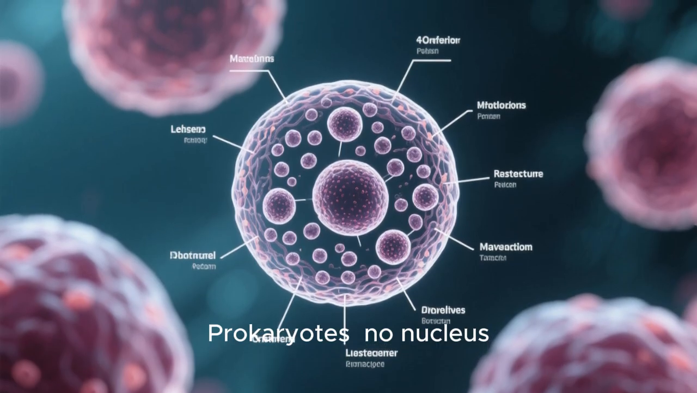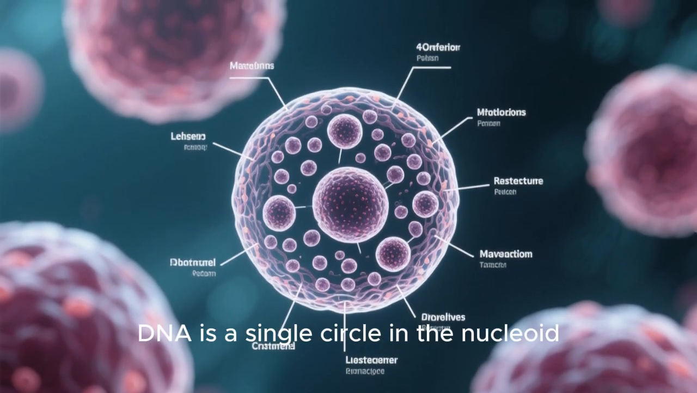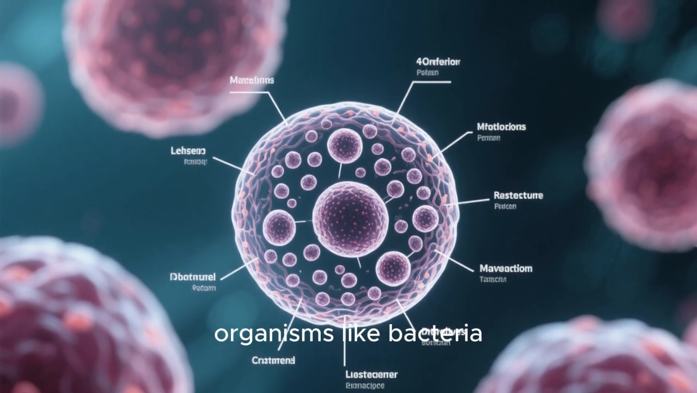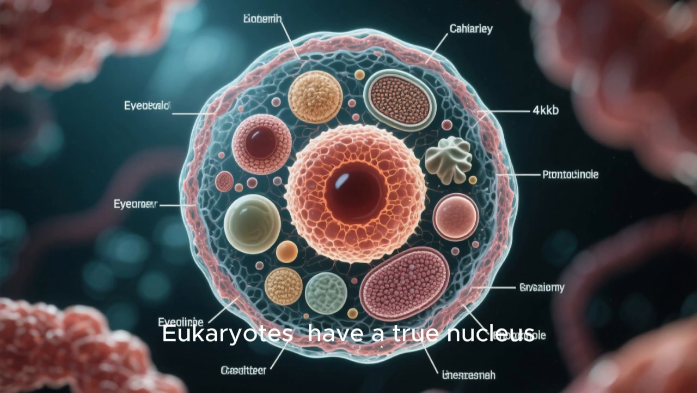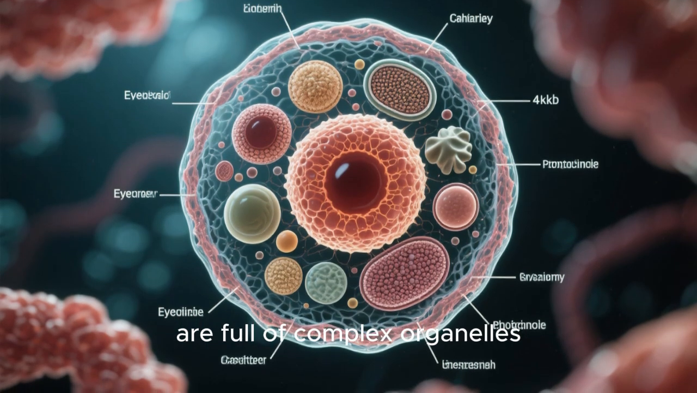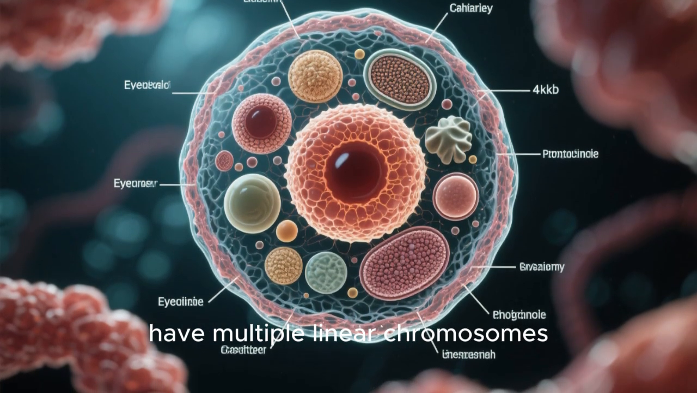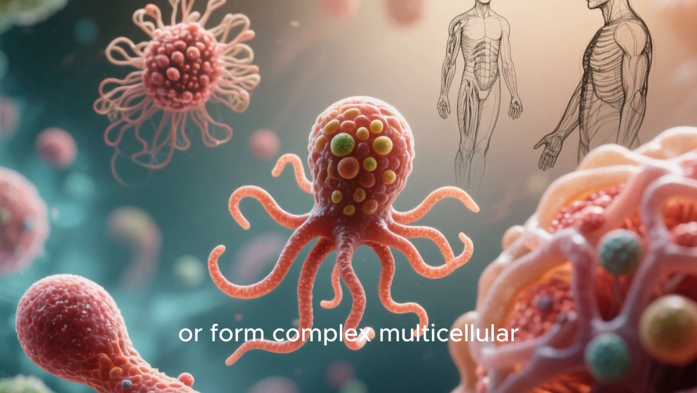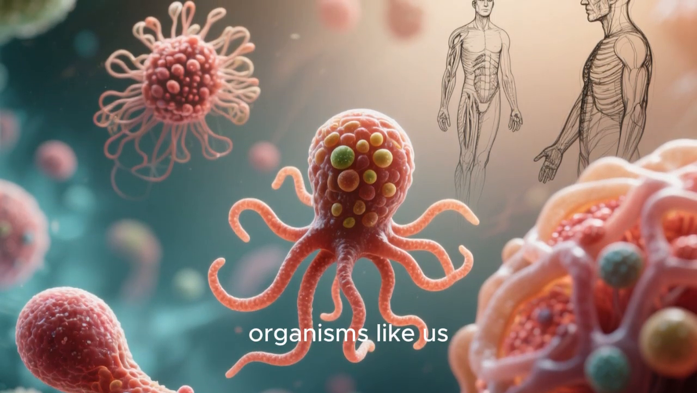Prokaryotes: no nucleus, simple structure. DNA is a single circle in the nucleoid, and they're always single-celled organisms, like bacteria. Eukaryotes have a true nucleus, are full of complex organelles, have multiple linear chromosomes inside the nucleus, and they can be single-celled like amoebas or form complex multicellular organisms like us.